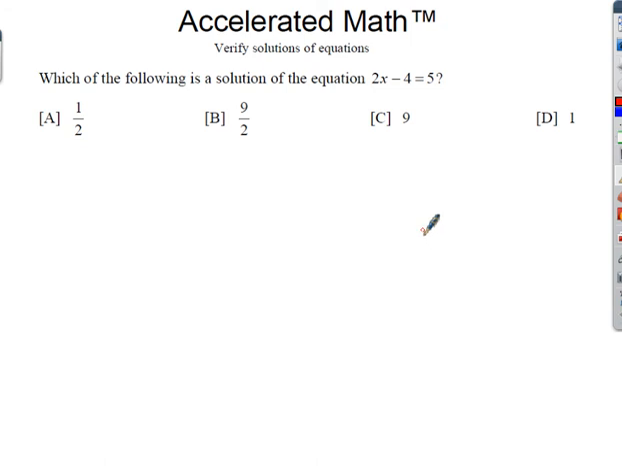Okay, welcome to Accelerated Math. This is verify solutions of equations. You're not going to hear that direction given very often. Most of the time you're going to hear solve the equation or solve for x or solve for the variable. And I wanted to include this one because it's a little bit unique and it gets you thinking about what it means to verify a solution.